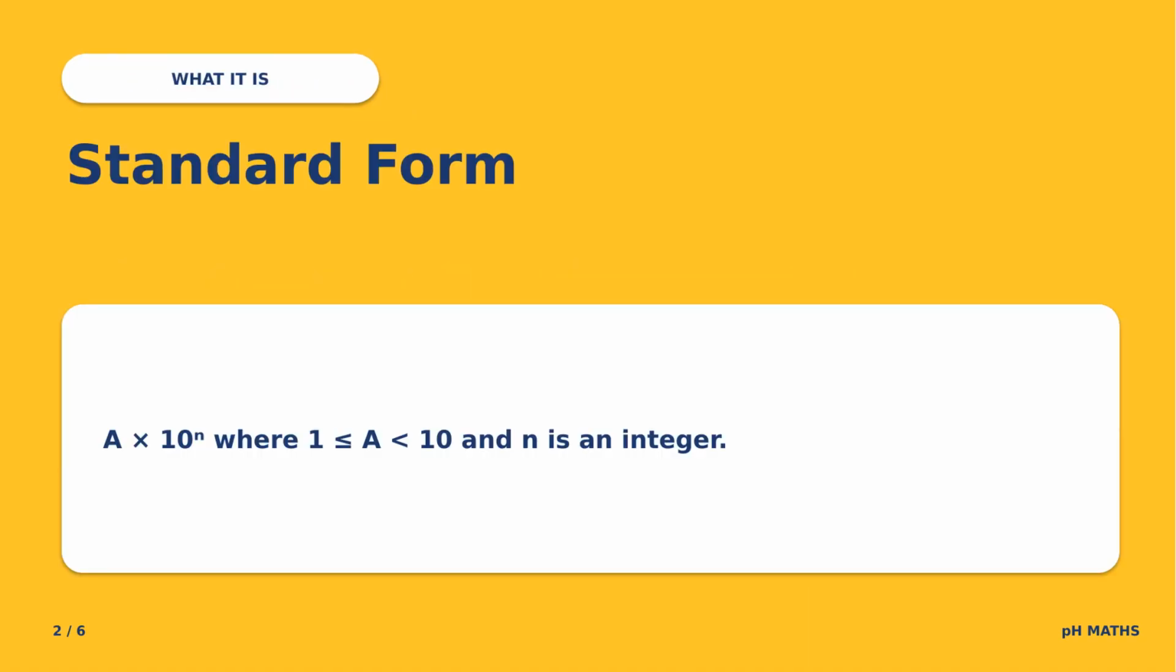Standard form means writing a number as A times 10 to the n. A must be between 1 and 10, not equal to 10, but at least 1. n is an integer, positive for big numbers, negative for small ones. The whole point is to capture any number, however big or however tiny, in a tidy, compact form.